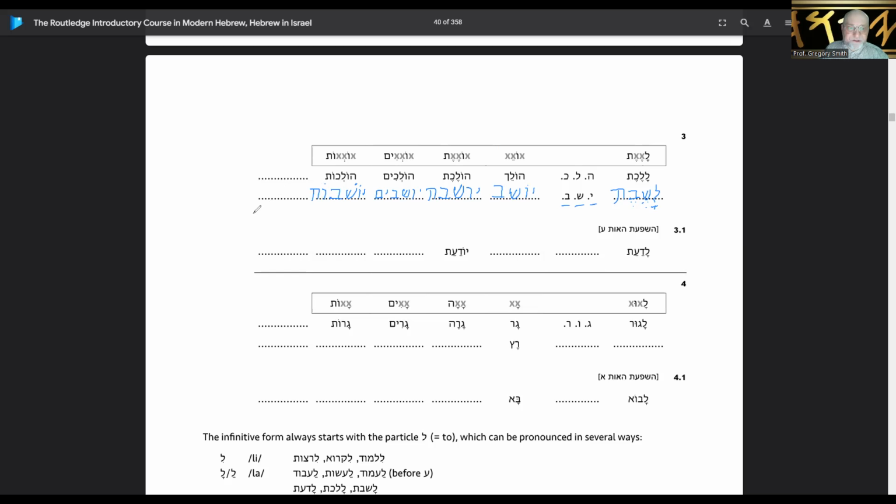Okay, and then what does it mean to sit? To sit. Okay, so now we got 3.1. So that was this pattern here. Kamets, segol, segol. So that's what they're giving us here. And they're showing us the various patterns depending on what the letter combinations are.